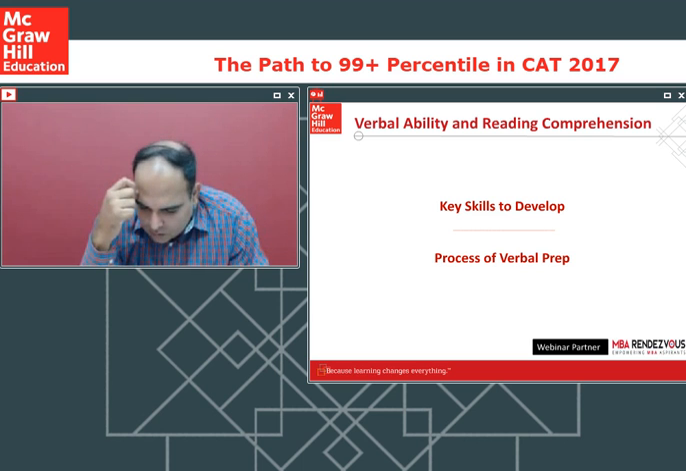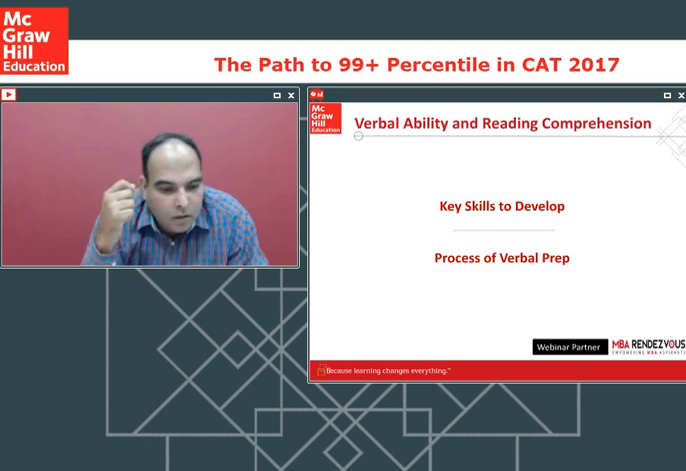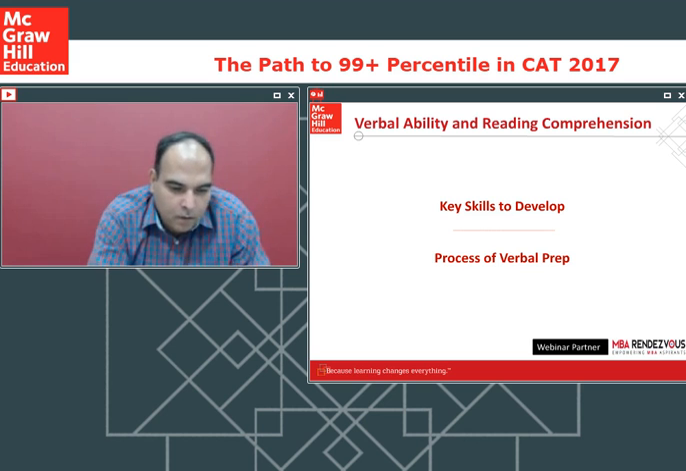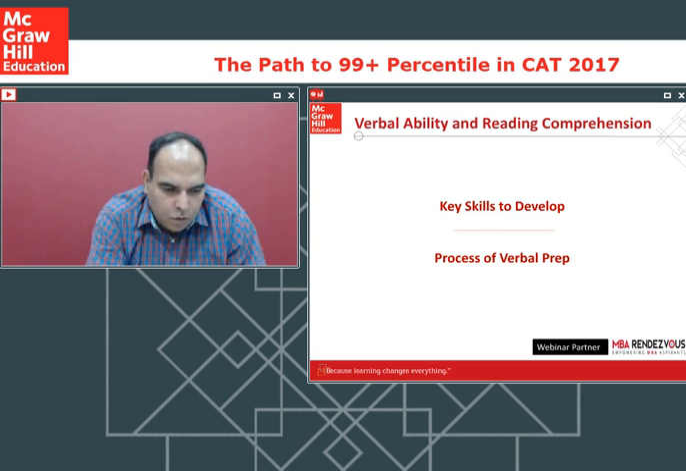Verbal 100 percentile last year was around 87 marks. Sonali. Number of marks, Mridul, to attempt would be approximately, I would want you to do at least 20-25 marks minimum.